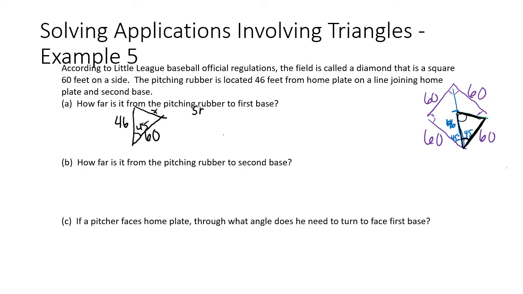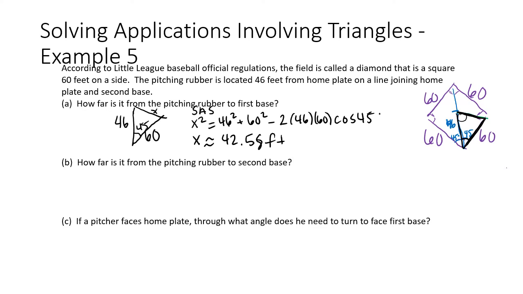So I've got a side, an angle, and a side, which tells me I can use the law of cosines. So x squared equals the other sides squared and added together, minus 2 times the length of each side times the cosine of the corresponding angle. So when you do that, you'll end up getting that it's 42.58 feet.